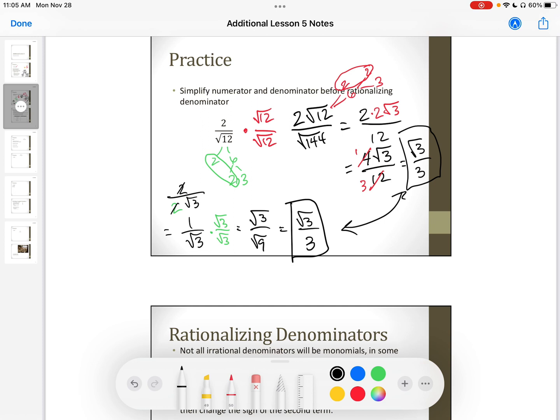So that's your answer. So 2 different ways where you can go about getting the same answer. Basically, what you need to know from this first video is if there is a radical on the bottom, we multiply by that radical to get rid of it.